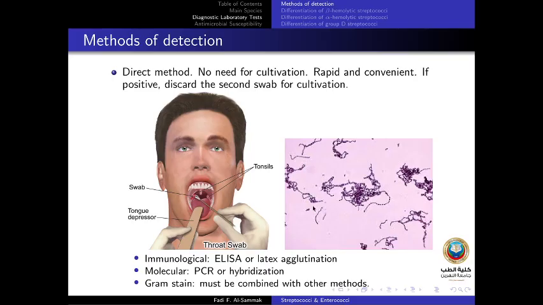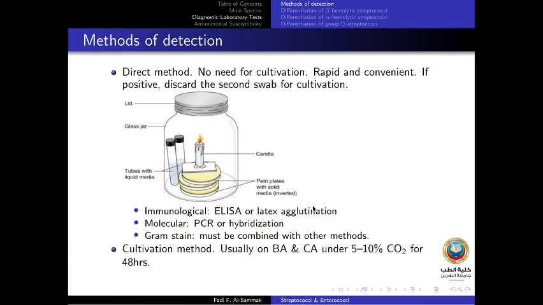Now, as I said, if the direct method didn't show any result, maybe the microorganisms collected are too few to have one. So therefore, we do the cultivation. We do streak plate and primary plating of the second swab, the backup swab, on the blood agar. And here the incubation will be done under CO2 conditions. We use the blood agar and chocolate agar under 5 to 10% CO2 for 48 hours.